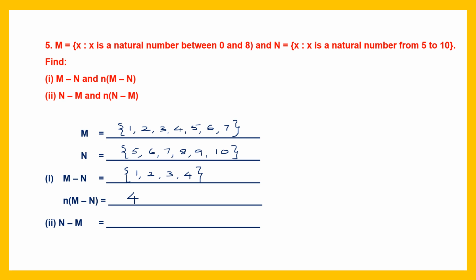Now we have to find N minus M. That means all the elements in set N which are not there in set M. So let's see, 5, 6 and 7 are there. Now 8, 9 and 10 are not there. So 8, 9 and 10 are the elements of N minus M. Now we have to find the cardinal number of this. 1, 2, 3. So the cardinal number is 3.